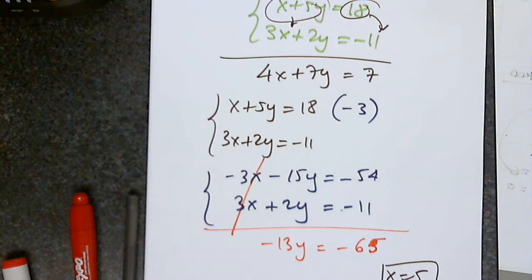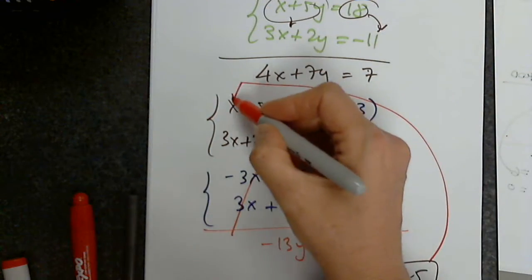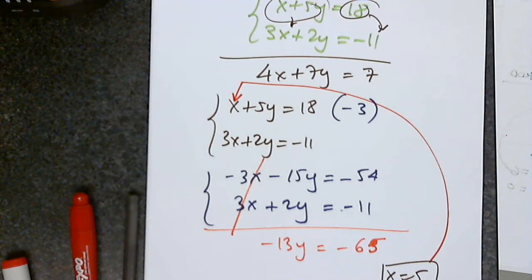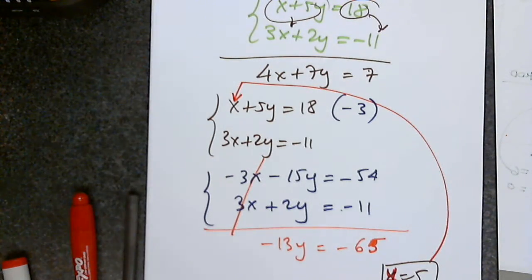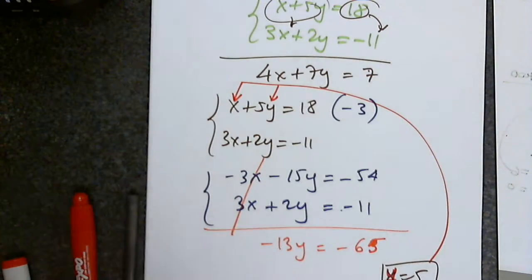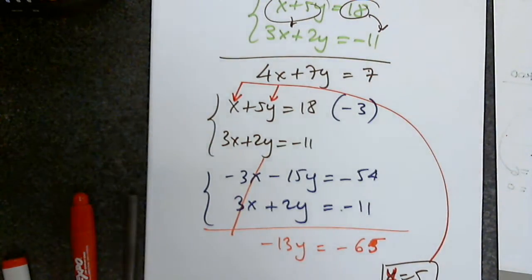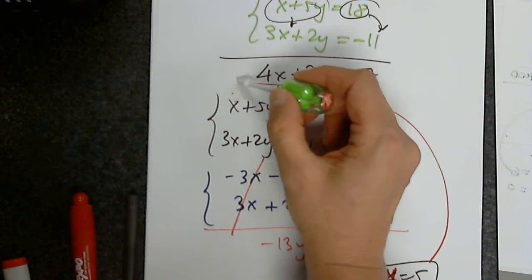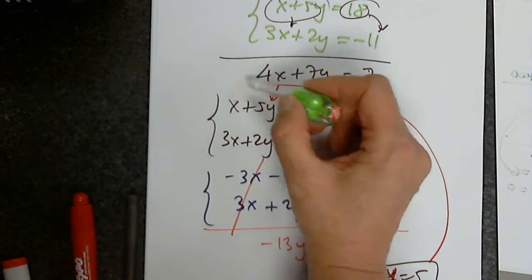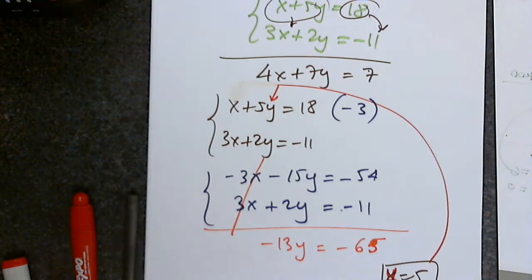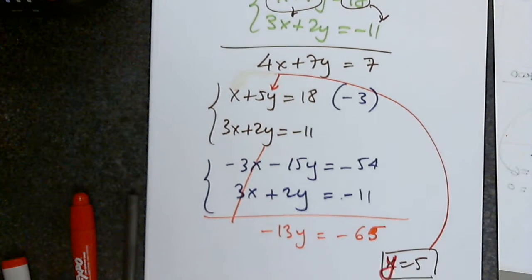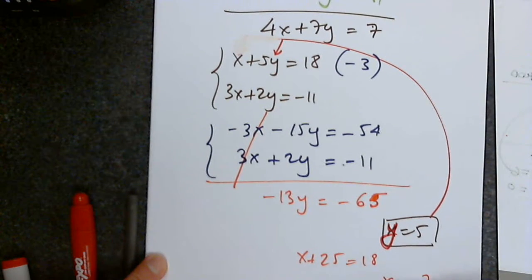Is this enough? It's good, but it's not good enough. What do I need to do next? Yes. I have to go back, plug it in. Oh, I'm sorry, this was y. I wrote x instead of y. So I have to go back here. So then I have x plus 25 equals 18. So x equals negative 7.